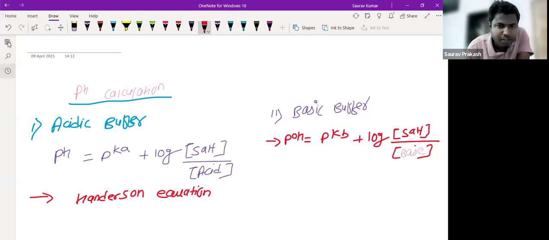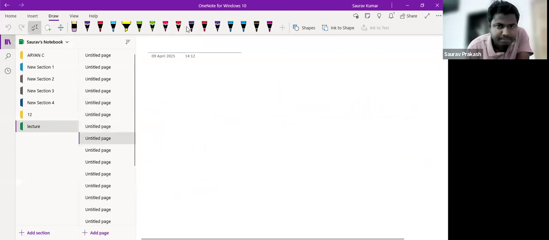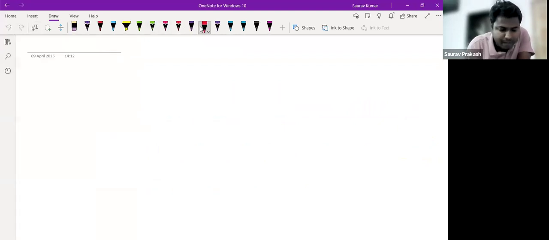Next, we learn what the buffer capacity is. Buffer capacity is the number of moles of strong acid or strong base added or required by 1 liter solution to change its pH value by 1 unit. That is the buffer capacity.